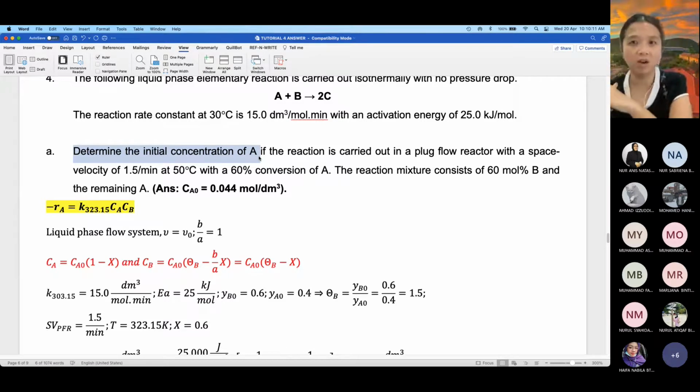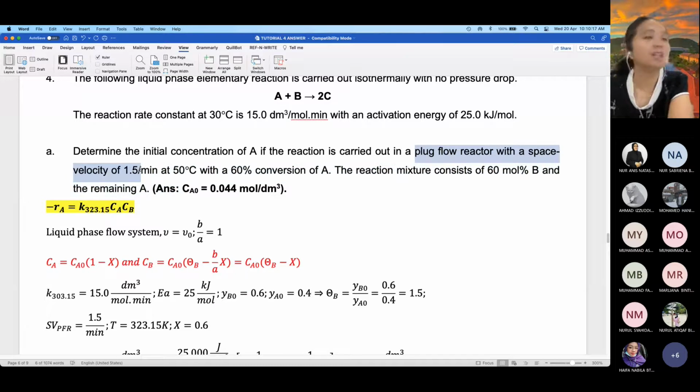Soalan ni dia suruh kita cari CA0. If the reaction is carried out in a PFR with a space velocity of 1.5 per minute at 50 Celsius with 60% conversion of A. So soalan ni kata, dia suruh kita cari CA0. Dia beritahu reaction ni dalam plug flow reactor, dalam PFR, dia beri kita space velocity PFR tu 1.5 per minute.